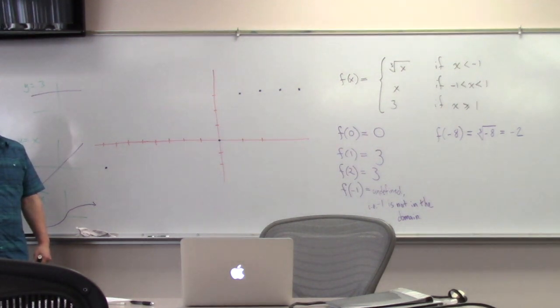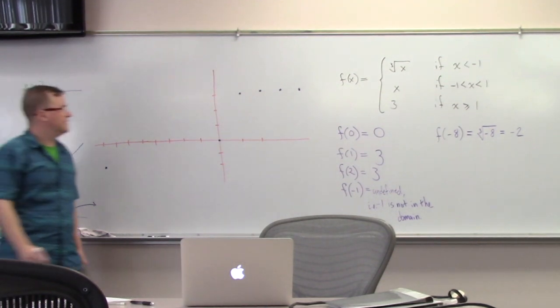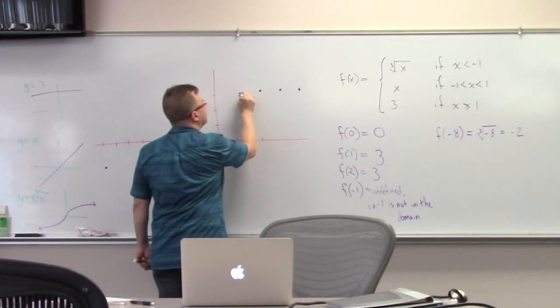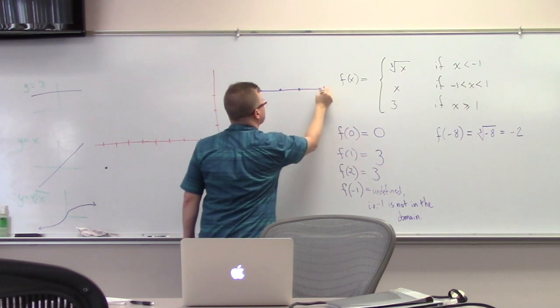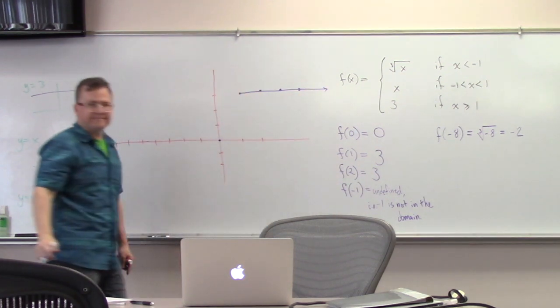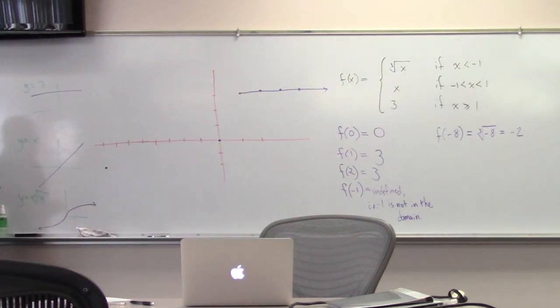It goes on forever that way, and it starts at 1. From 1 to infinity. So it starts at 1. And you're saying you want to use an open circle? No, it's closed because it's equal to.